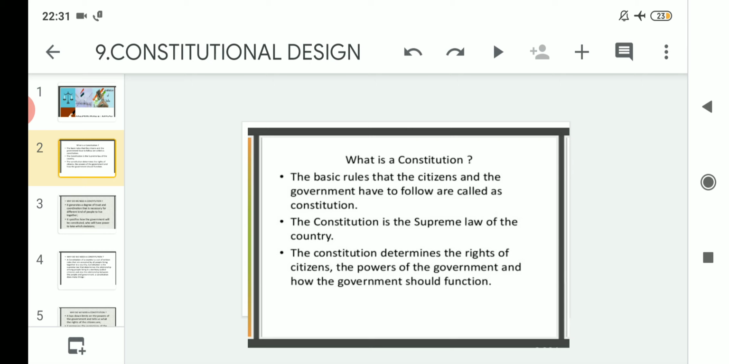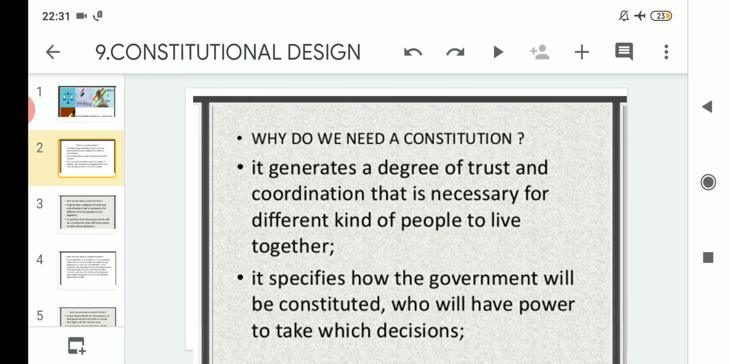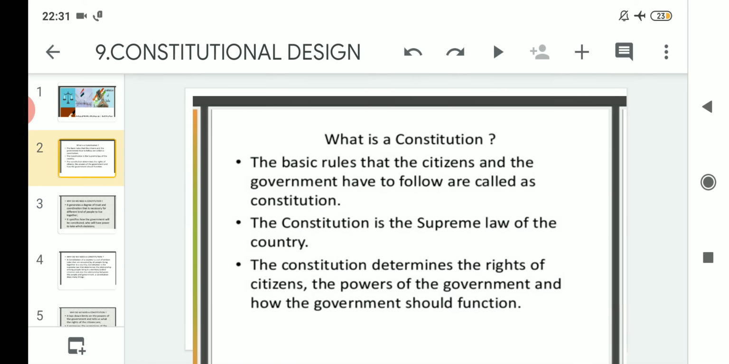And along with that, as I have told, the government cannot run the country according to its own wish. For that also the powers of the government are mentioned, and according to the rules and regulations laid down in the Indian constitution, the government should function. Clear? So this was regarding what is a constitution.